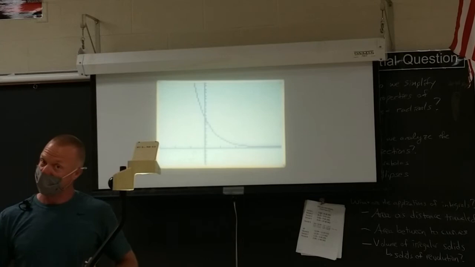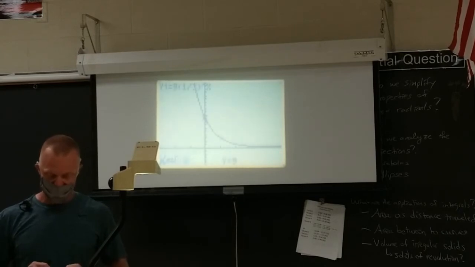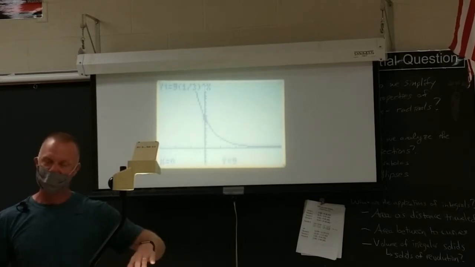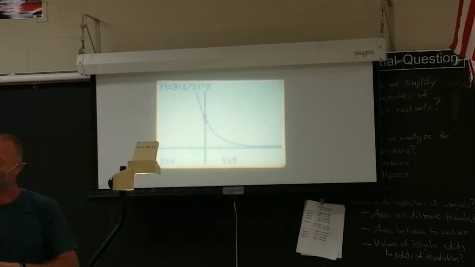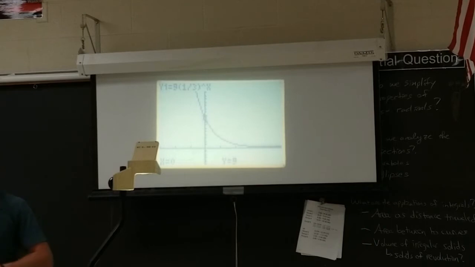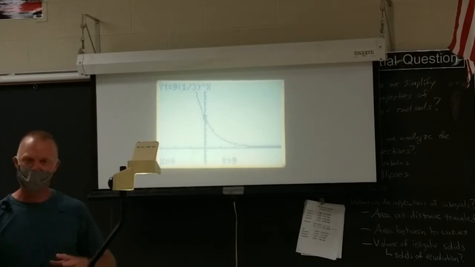Like the number 9, it's the y-intercept. Again, if I plug a 0 in for x, I get 1/3 to the 0. That's 1. And then 1 times 9 is 9. So that's why the number in front is the y-intercept. Now the base is 1/3.